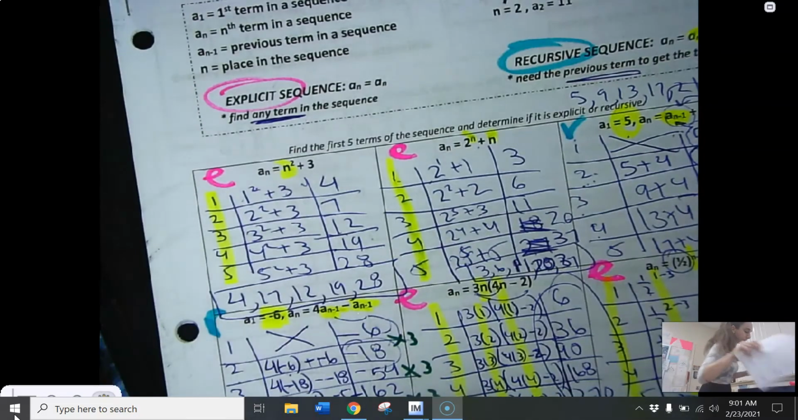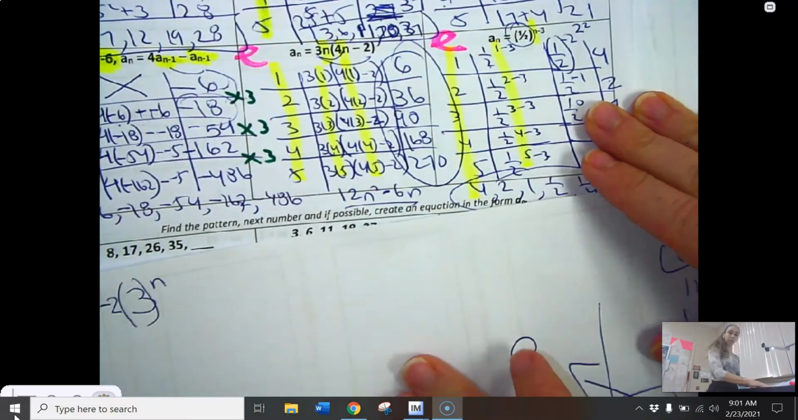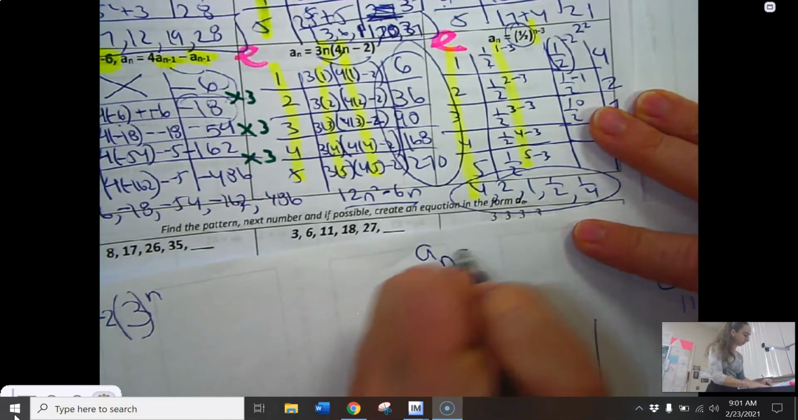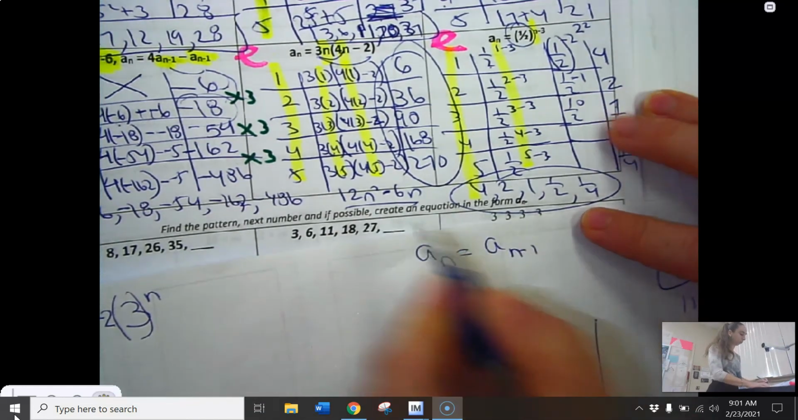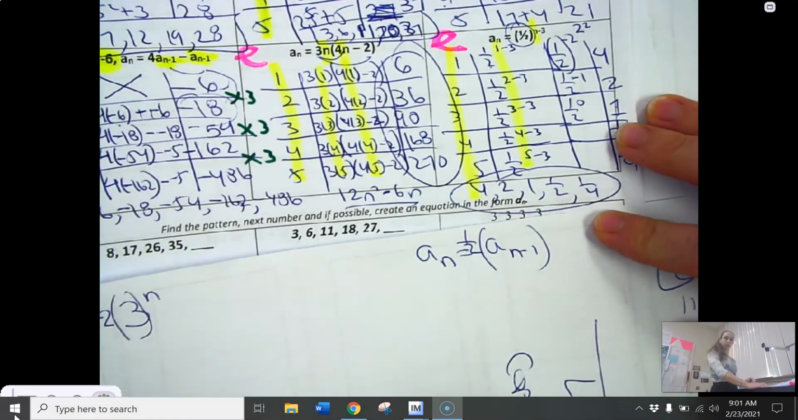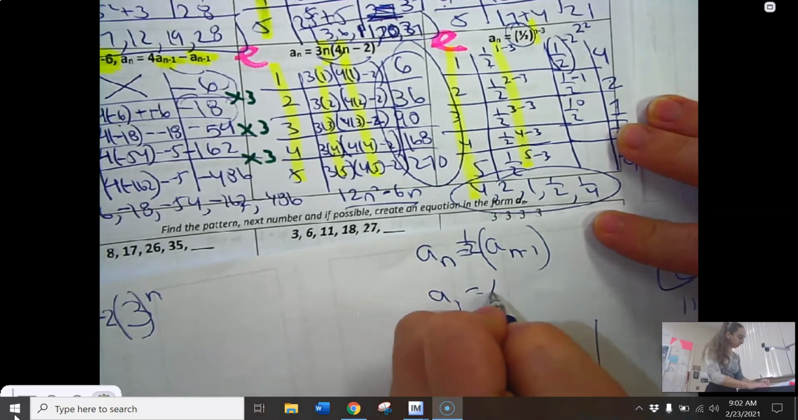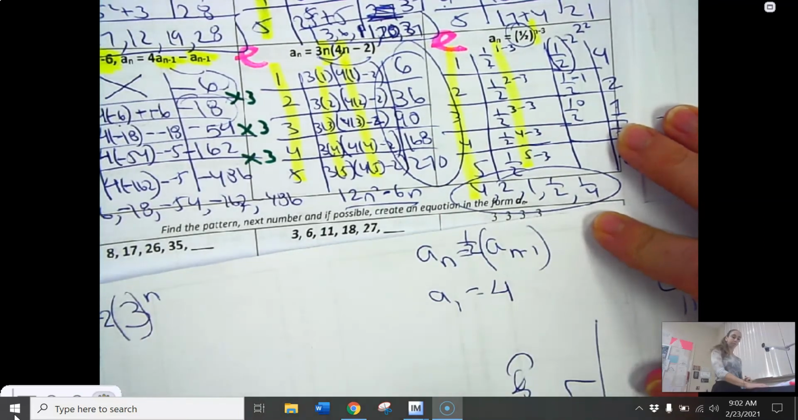Okay. All right. Let's see. Oh, I can actually create, which I want to show you, I can't help myself, a recursive sequence from this one. So if I was to do a recursive for this one, I would say a sub n equals a sub n minus 1. What am I doing every time? Multiplying by 1/2. But you have to make sure you tell them the first term or any term so that you know where to start.